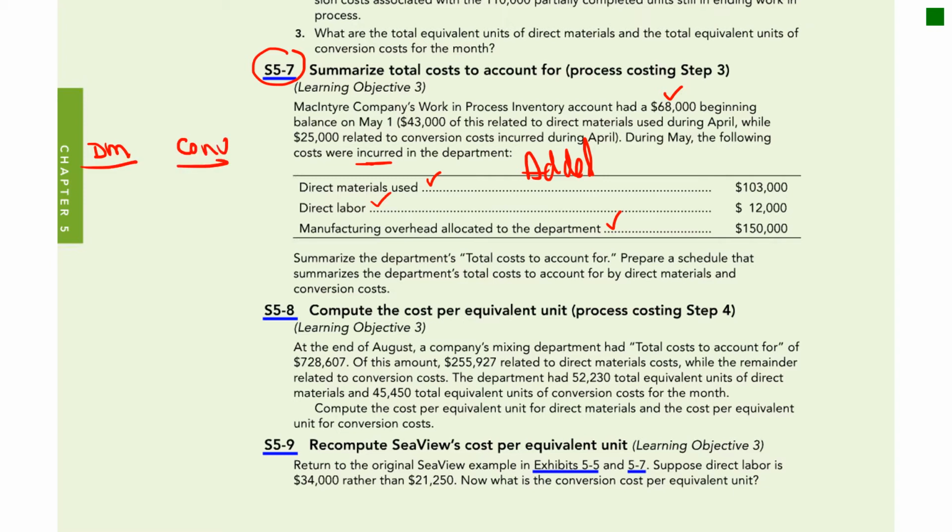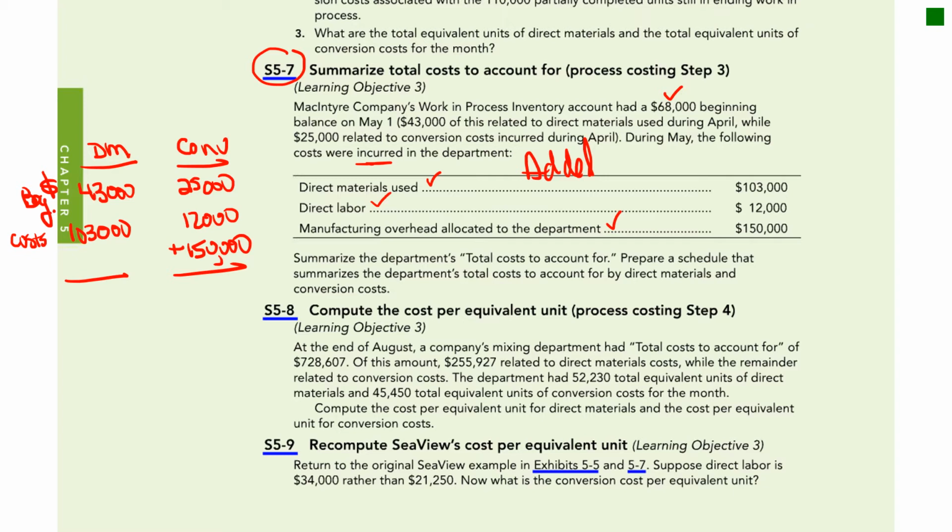Again, this is for dollar amounts only, and you need to know, of course, beginning balances. They tell you your beginning balance for direct materials was $43,000. For conversion, it's $25,000. And then essentially, it's cost added. For materials, you're going to add $103,000 to that. For conversion, you're going to add the $12,000 plus the $150,000. Okay, and essentially that's all you're really going to have to do.